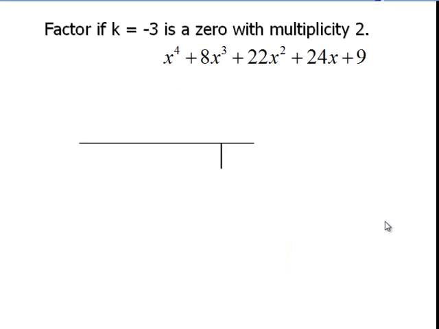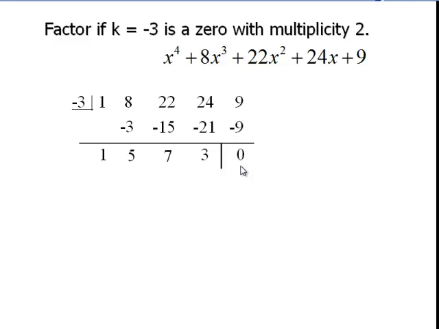Okay, suppose we have a fourth degree equation and k is -3, and the multiplicity is 2. That means it's going to work twice, so we just do the synthetic division twice. You take your -3, which is your k, and your coefficients 1, 8, 22, 24, and 9, and do the synthetic division. Bring the 1 down. -3 times 1 is -3. Add gives you 5. -3 times 5 is -15. Add gives you 7. -3 times 7 is -21. Add gives you 3. -3 times 3 is -9. Add gives you 0.